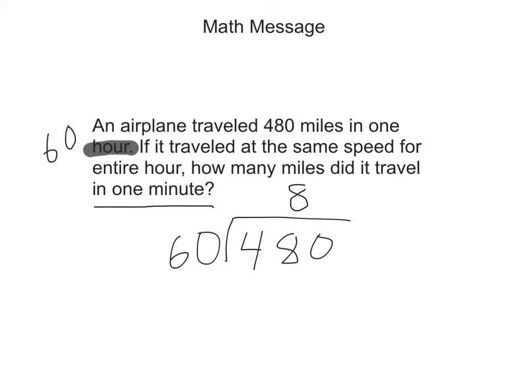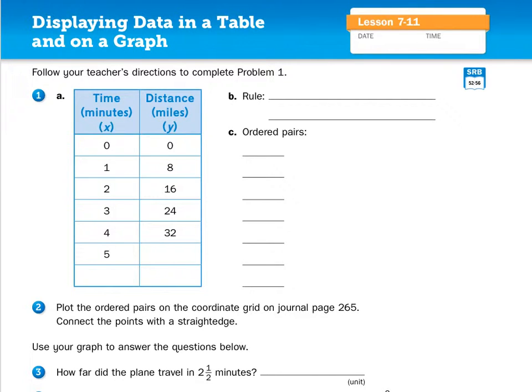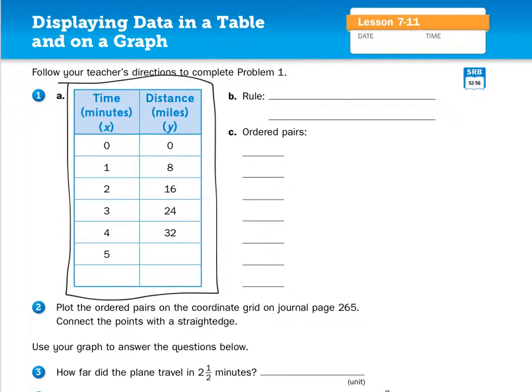So what does this 8 represent? This 8 represents miles. So in 1 minute, this plane is traveling 8 complete miles. Now that we looked at our math message, I'd like for you to turn to page 264 in your math journal. Once you turn to page 264, I want you to study this table right here in problem number 1. What information are you getting from it? Does it relate back to our math message at all?